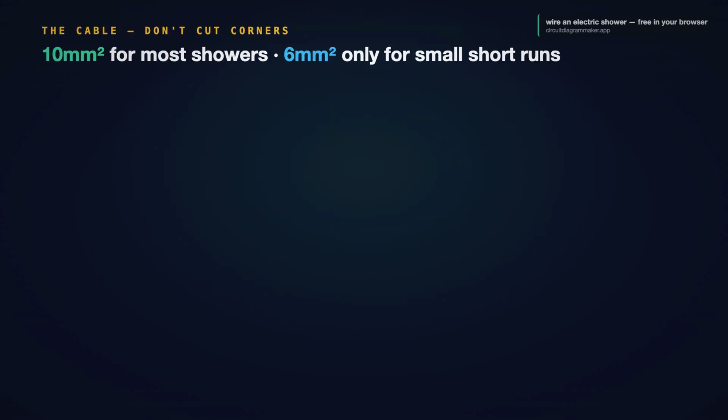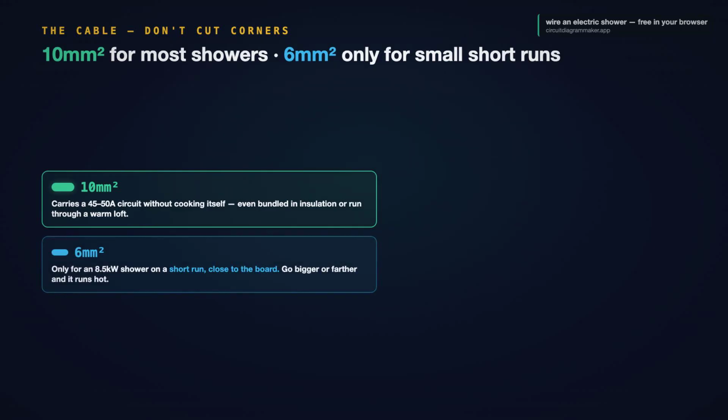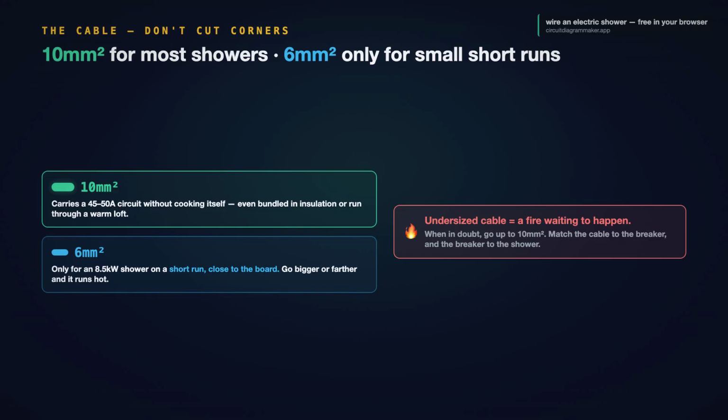Now the cable. And this is where people cut corners and pay for it. For most modern showers, that means 10 millimeter squared cable. 10 mil carries the current of a 45 or 50 amp circuit without cooking itself, even bundled in insulation or run through a warm loft. 6 millimeter squared only works for the smaller showers on a short run. An 8.5 kilowatt unit close to the board. Go bigger or run it far, and 6 mil runs hot.